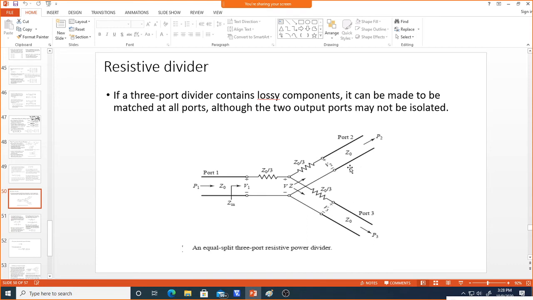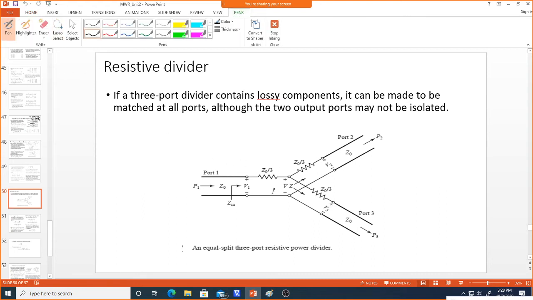So now if you assume, here at this junction, this is the parallel combination of the network. If I want to calculate the impedance at this point, what will happen? This will be having Z0 and this will be having Z0 by 3. So the total impedance looking at this point will be Z0 by 3 plus Z0, so this will give 4 Z0 by 3.